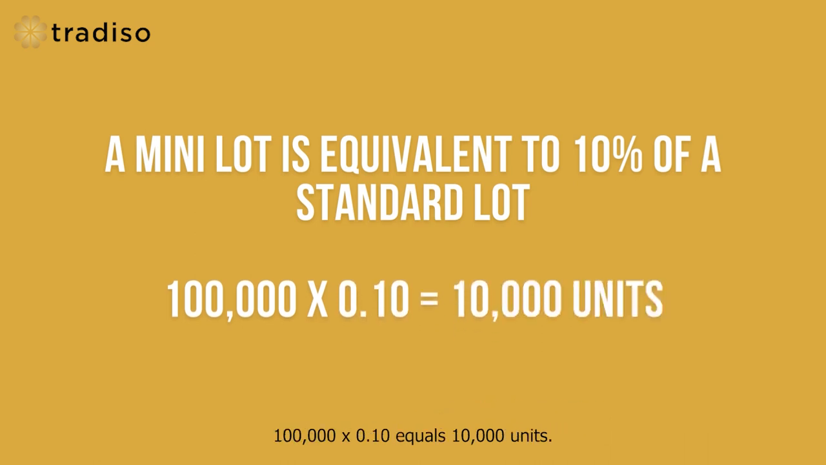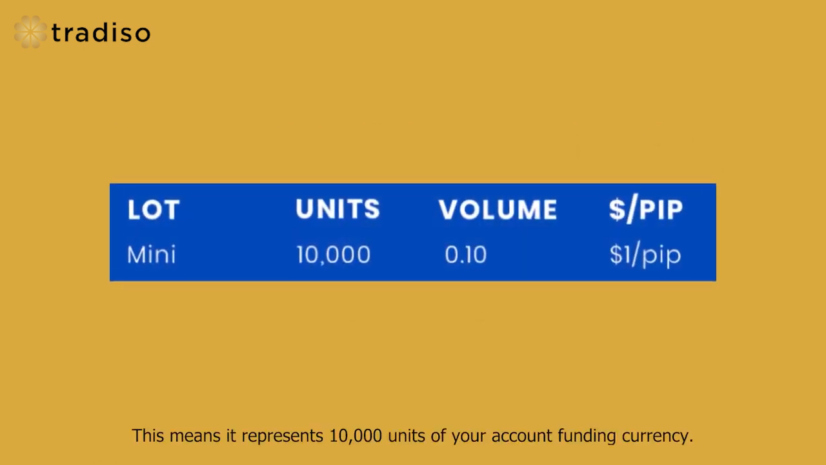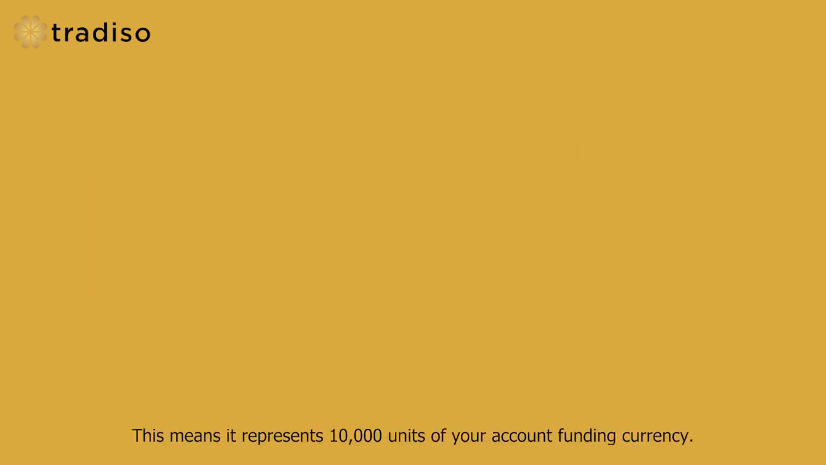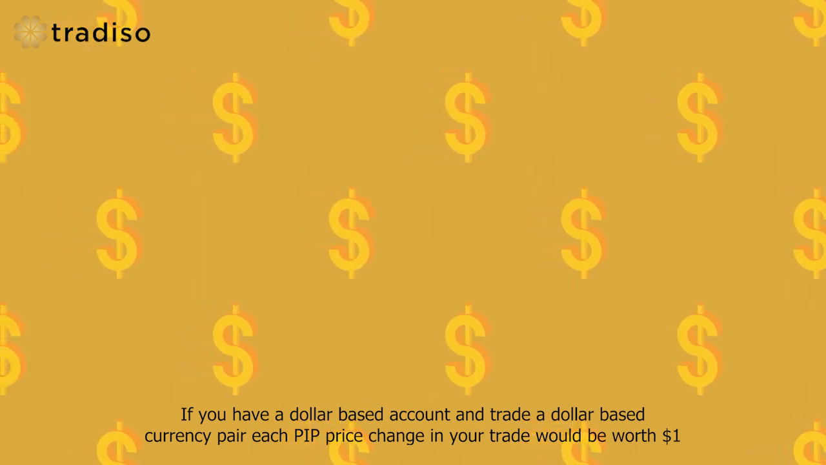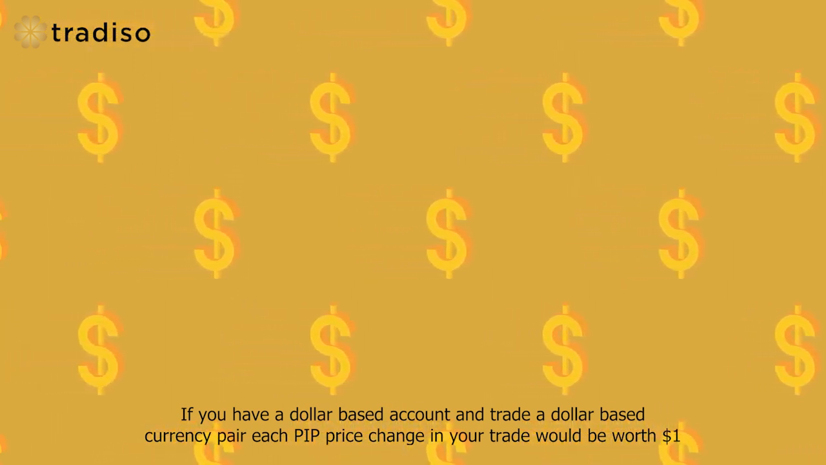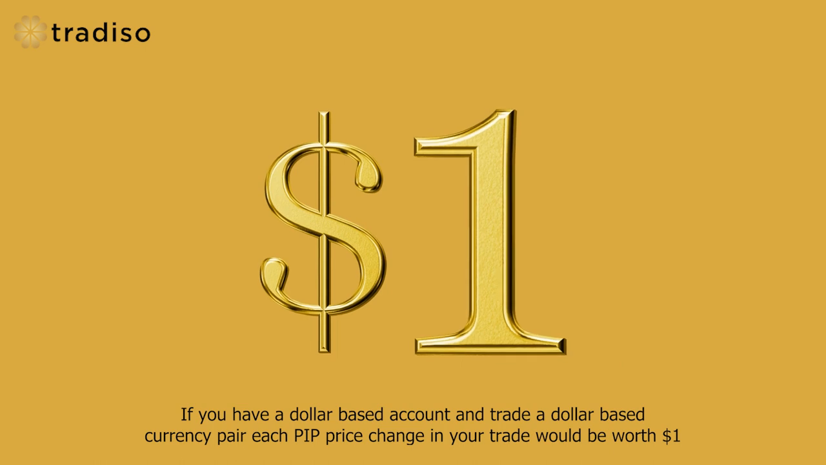100,000 x 0.10 equals 10,000 units. This means it represents 10,000 units of your account funding currency. If you have a dollar-based account and trade a dollar-based currency pair, each pip price change in your trade would be worth $1.